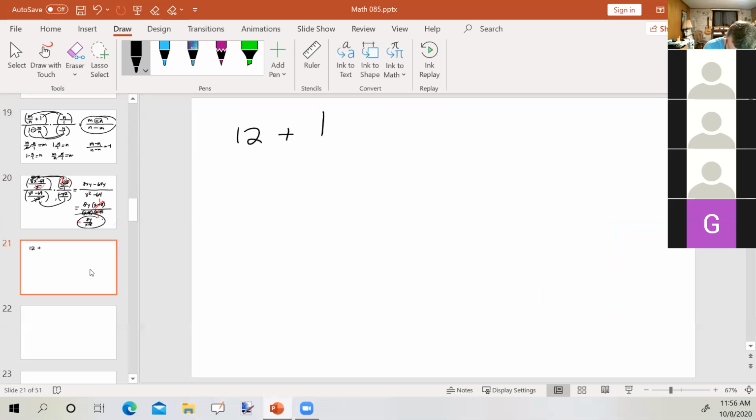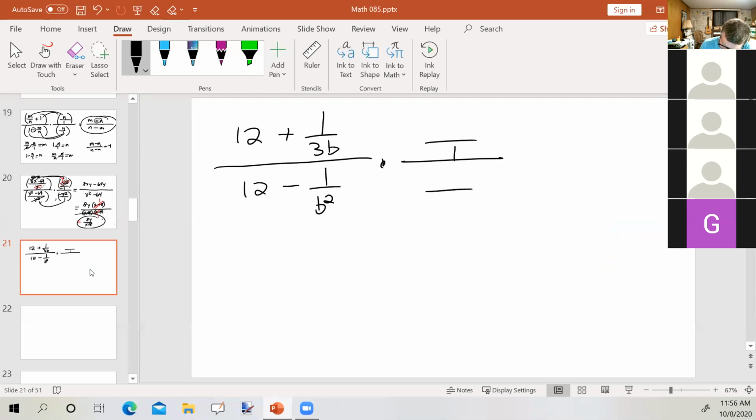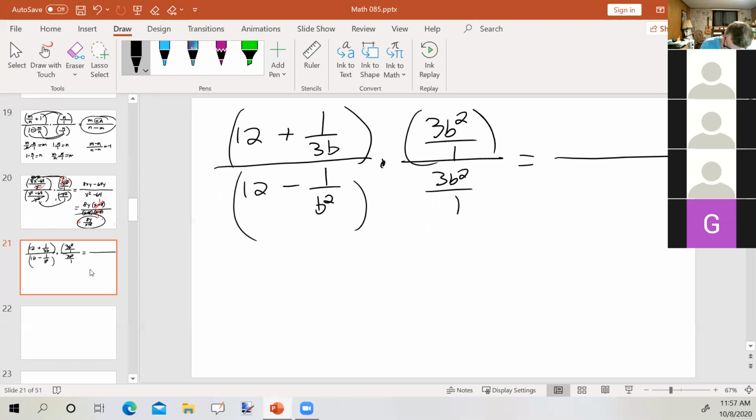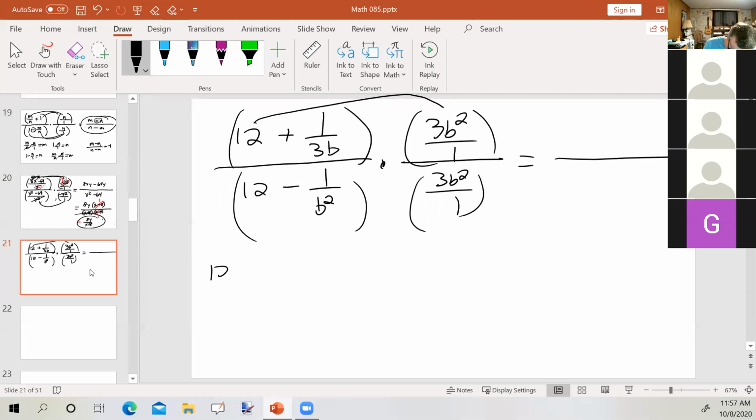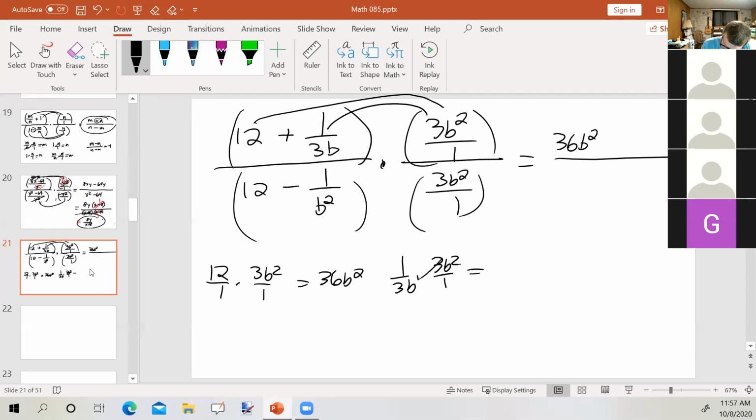12 plus 1 over 3b, the whole thing over 12 minus 1 over b squared. So what's the LCD? 3b squared. Correct. We're going to take 12 times 3b squared, which is 36b squared. One over 3b times 3b squared is b. 3b squared over 3b reduces down to b on top.